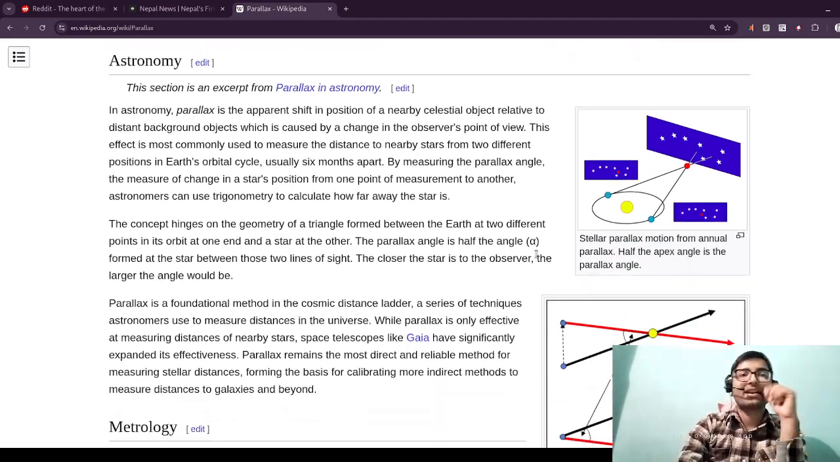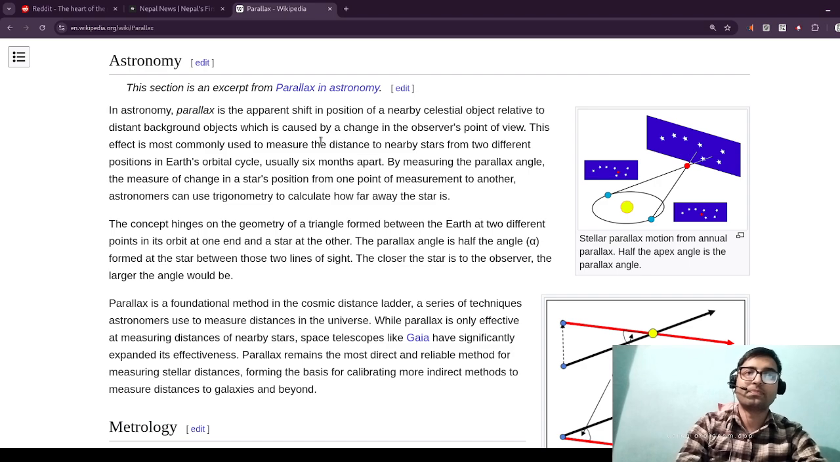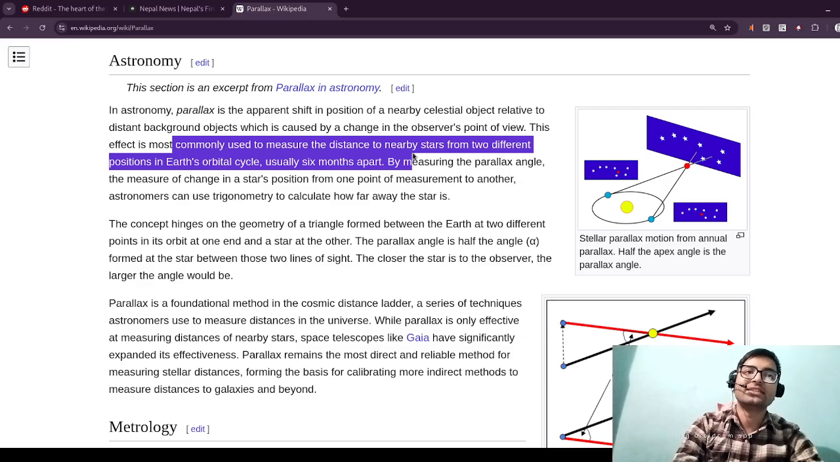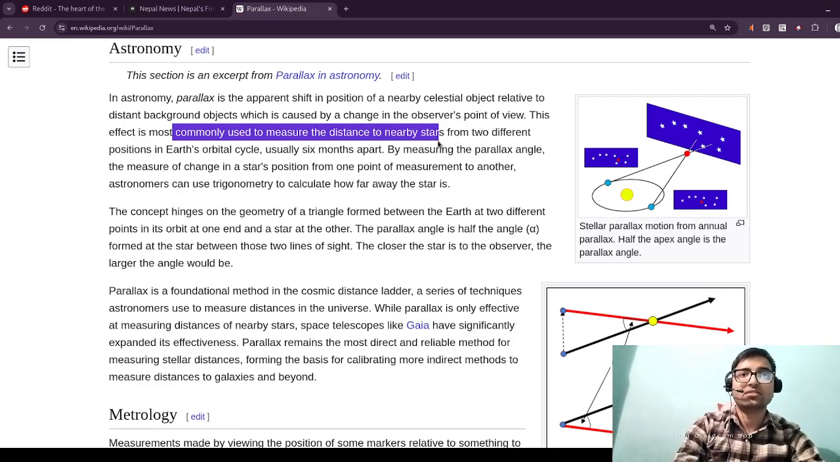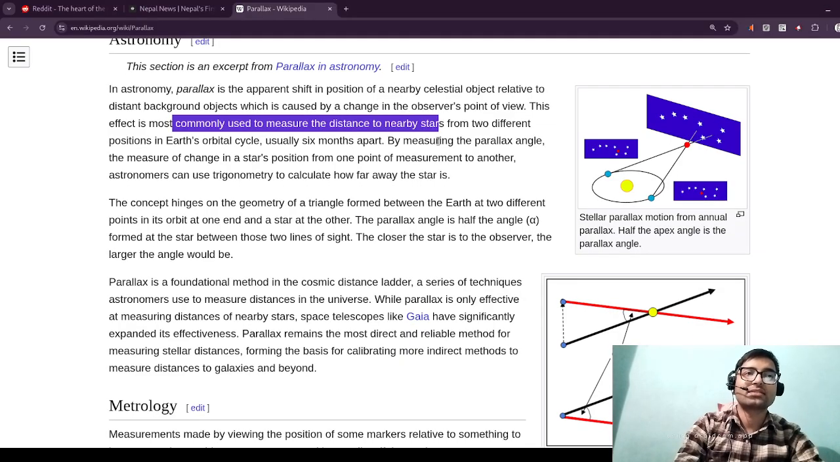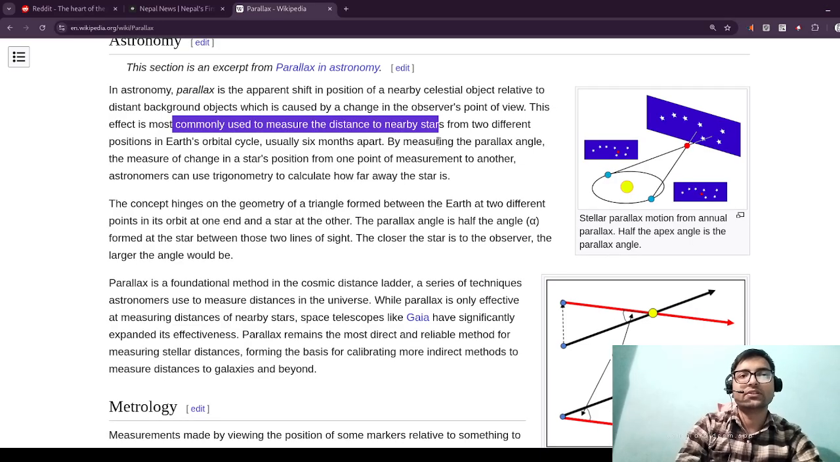Astronomy. In astronomy, parallax is the apparent shift in the position of a nearby celestial object relative to distant background objects, which is caused by a change in the observer's point of view. This effect is most commonly used to measure the distance to nearby stars from two different positions of the Earth's orbital cycle, usually 6 months apart. By measuring the parallax angles, the change in star position from one point of measurement to another, astronomers can use trigonometry to calculate how far the star is.